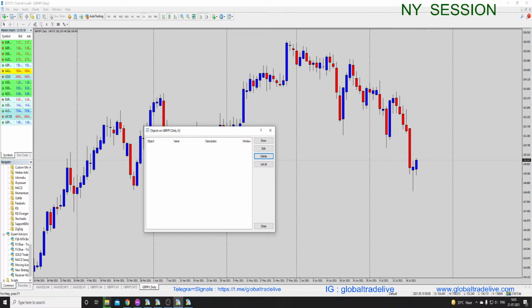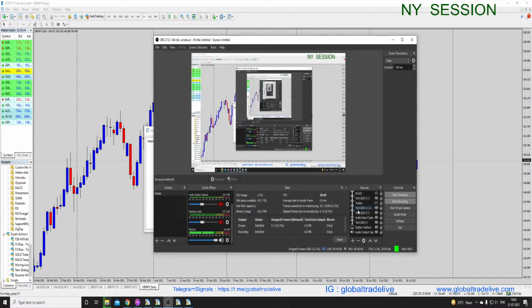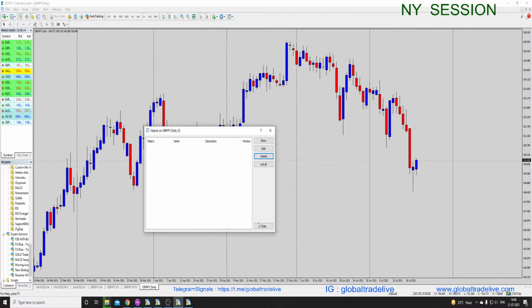It's showing that it's not connected to the chat. Let's just check this out. Dropped frames over here. Stopping. I hope this will work.